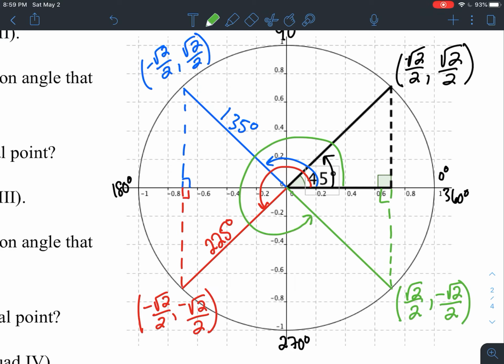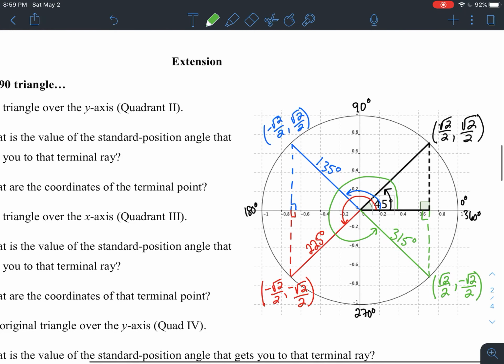It's either 45 degrees past 270, 45 degrees before 360, or halfway between 270 and 360. Either way, 315 is that angle. So from just 45 degrees, we've bounced into all four quadrants, and we now have terminal points for all four of those angles. That will be beneficial when we start getting into the actual unit circle on your homework.